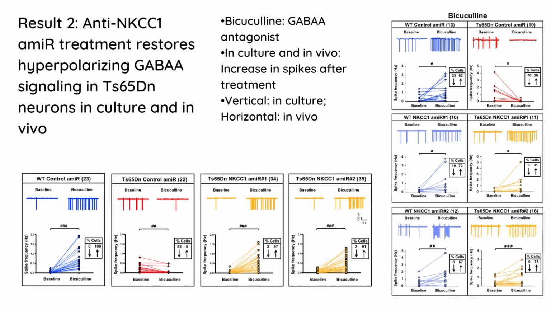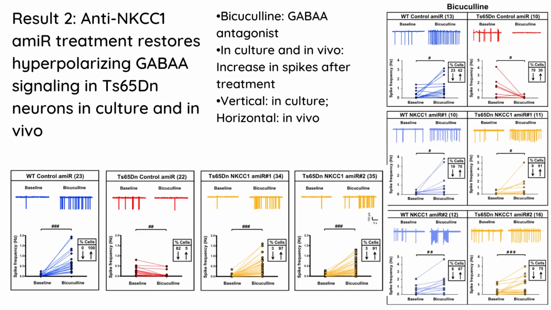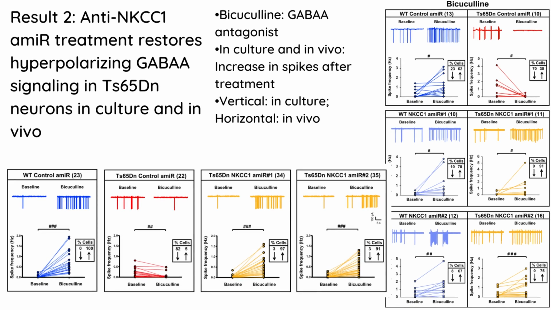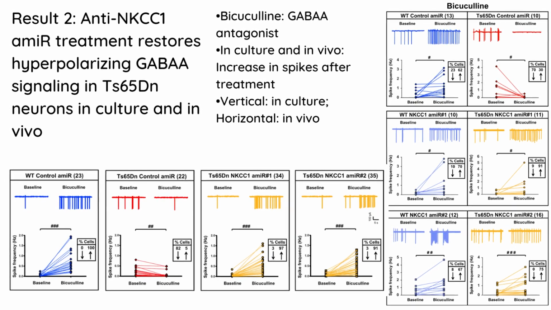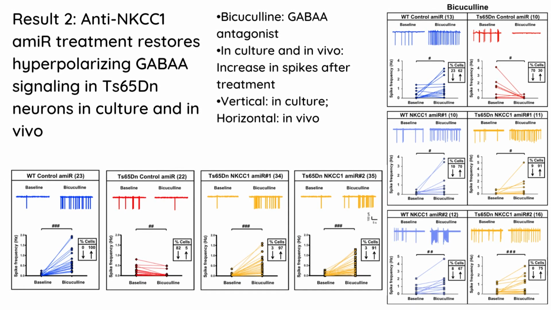The second result they show is that anti-NKCC1 treatment restores hypopolarizing GABA-A signaling in diseased neurons in both in culture and in vivo. So in this experiment, they used bicuculline, which is a type of GABA-A antagonist. So when using this type of molecule, the inhibitory GABA-A neurotransmitter won't be able to work. So this means that there will be more spiking.